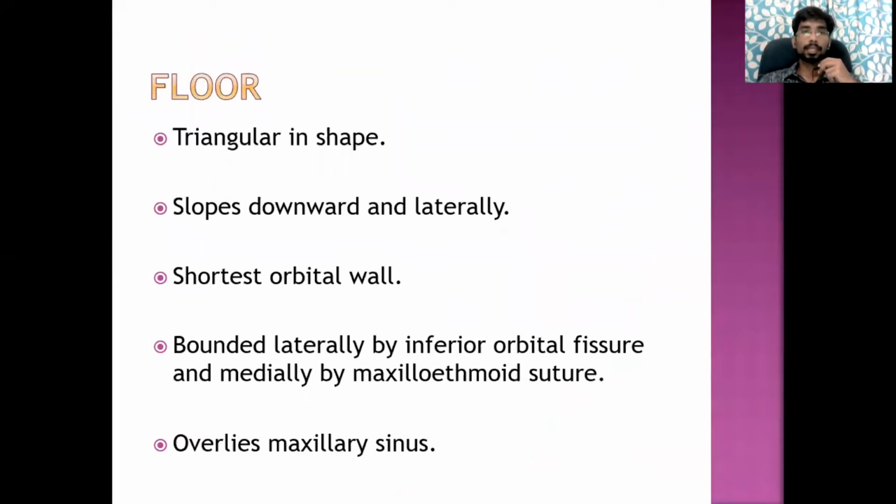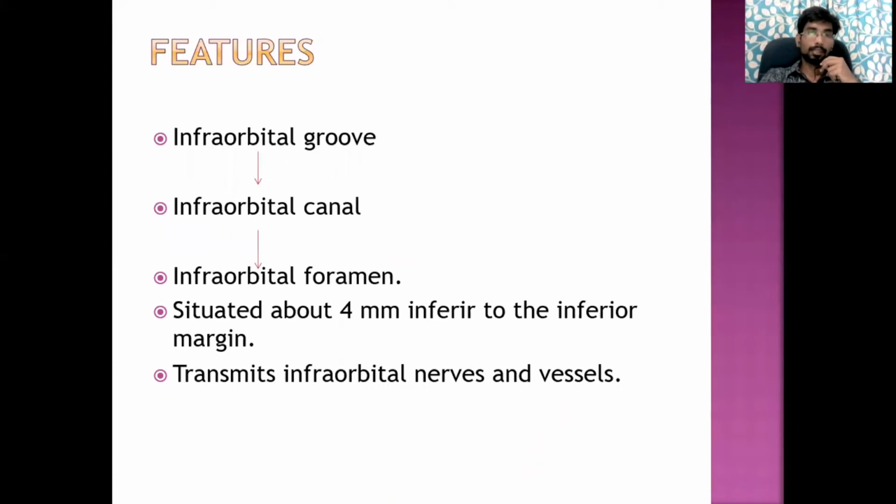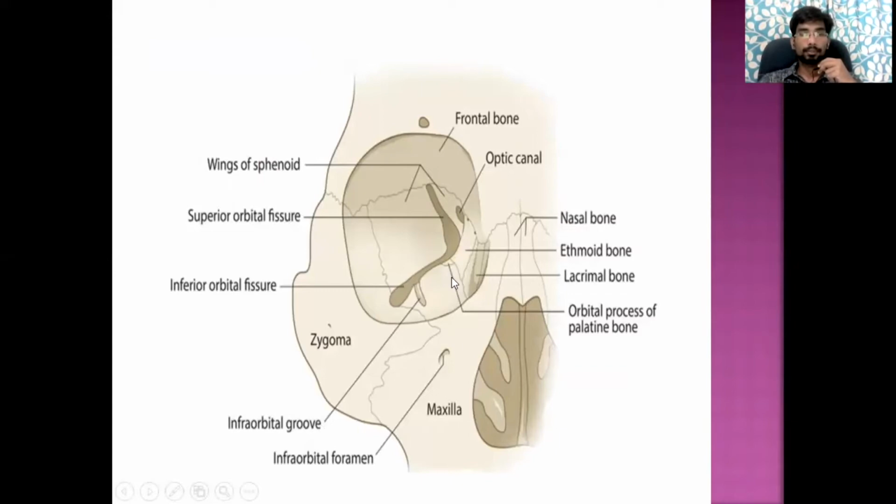So the floor is triangular in shape and it is the shortest orbital wall. It overlies the maxillary sinus. In the floor, we have the infraorbital groove, which transmits the infraorbital nerves and vessels. Transmission of infraorbital nerves and vessels is through this groove.